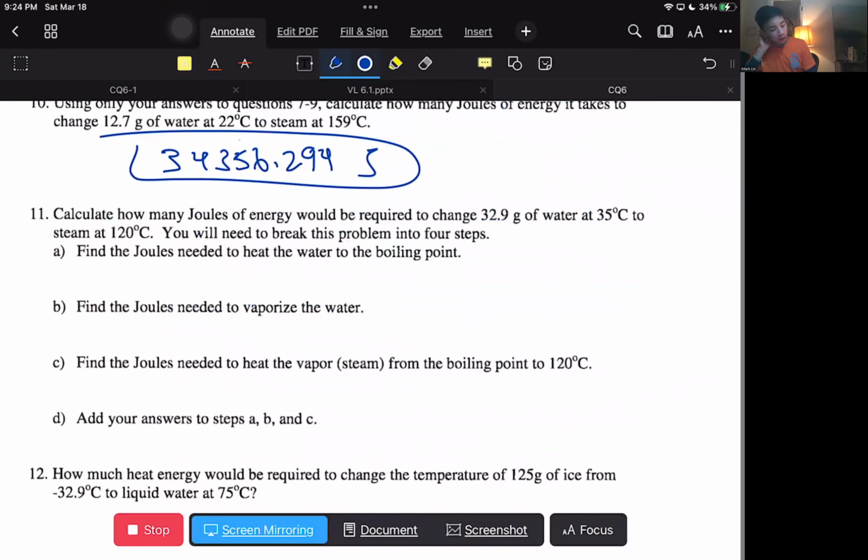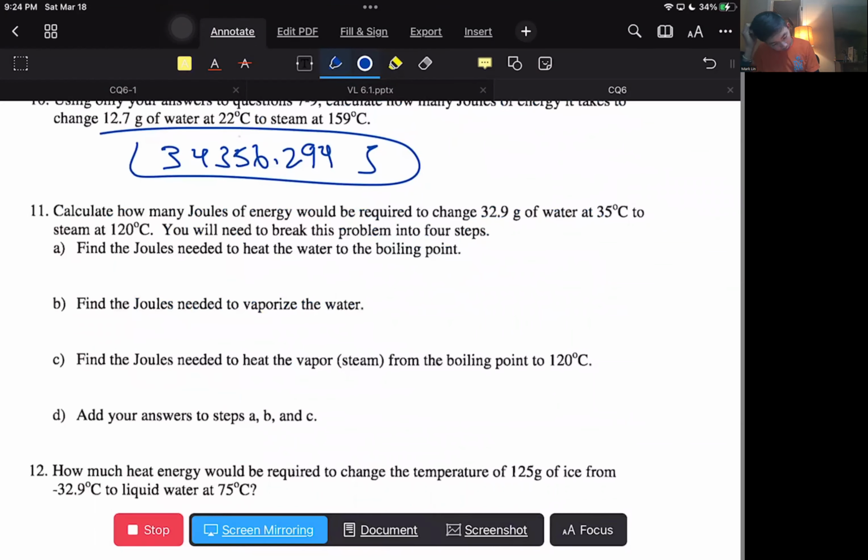So number 11, calculate how many joules of energy are required to change 32 grams of water at 35 degrees Celsius to steam at 120 degrees Celsius. We need to break this problem into 4 steps. So find the joules needed to heat the water to boiling point. So 35, boiling point at 100 degrees. So we need to go from 35 to 100. This temperature change is going to be 65 degrees.